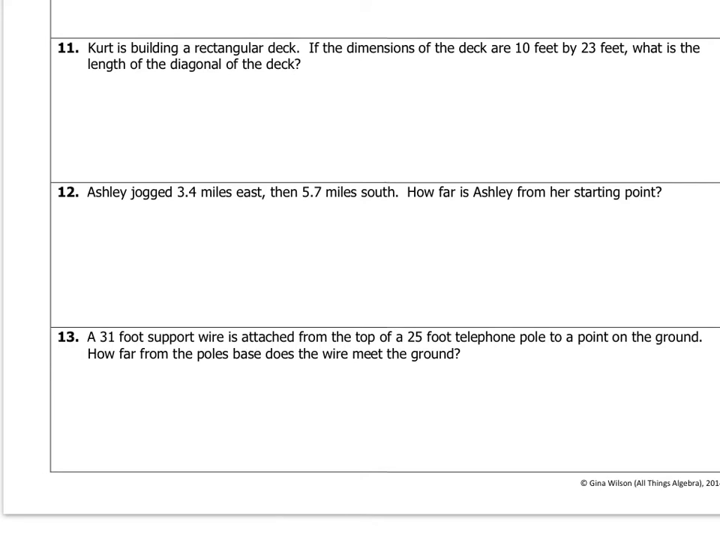So let's look at number 12. Ashley jogged 3.5 miles east, then 5.7 miles south. So right here, if Ashley started from here, I call this A, and she goes east. East is this way, right? And reaches here, and that's 3.5. Then she goes south, so she goes this way and goes 5.7. How far away is she? So I call this B and I call this C. How far away is she from the original starting point, which is A?